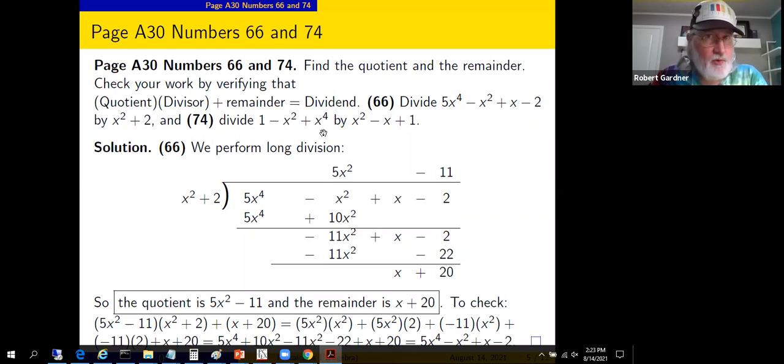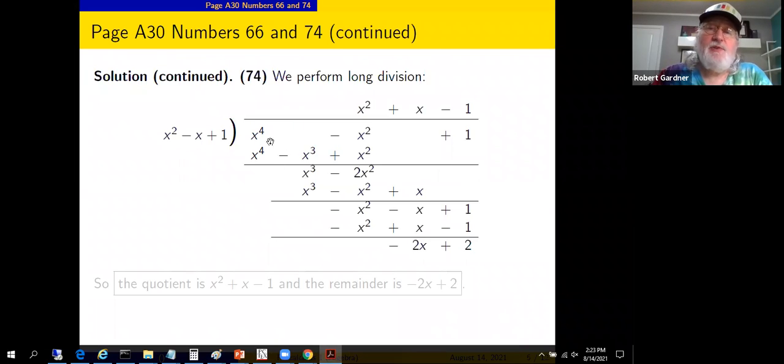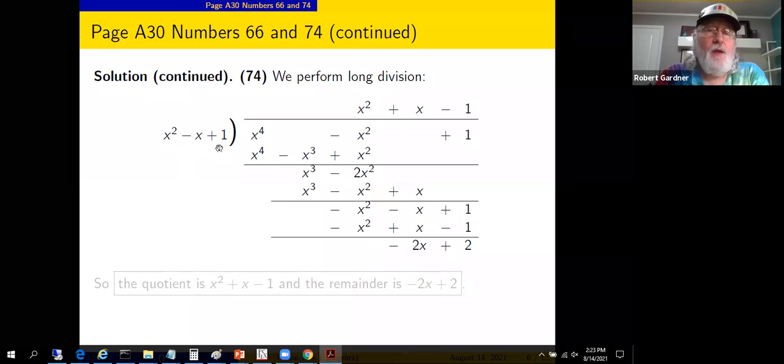Let's write it in standard form when we do the computations, decreasing powers of x. So we'll write this x to the fourth minus x squared plus 1. Notice I left the little gaps in there. I left the gap where the x cubes would be. It's 0x cubes. And I left a little gap where the x's might be. So here's that fourth degree polynomial where we're dividing it by this second degree polynomial. How many times does x squared minus x plus 1 go into x to the fourth?